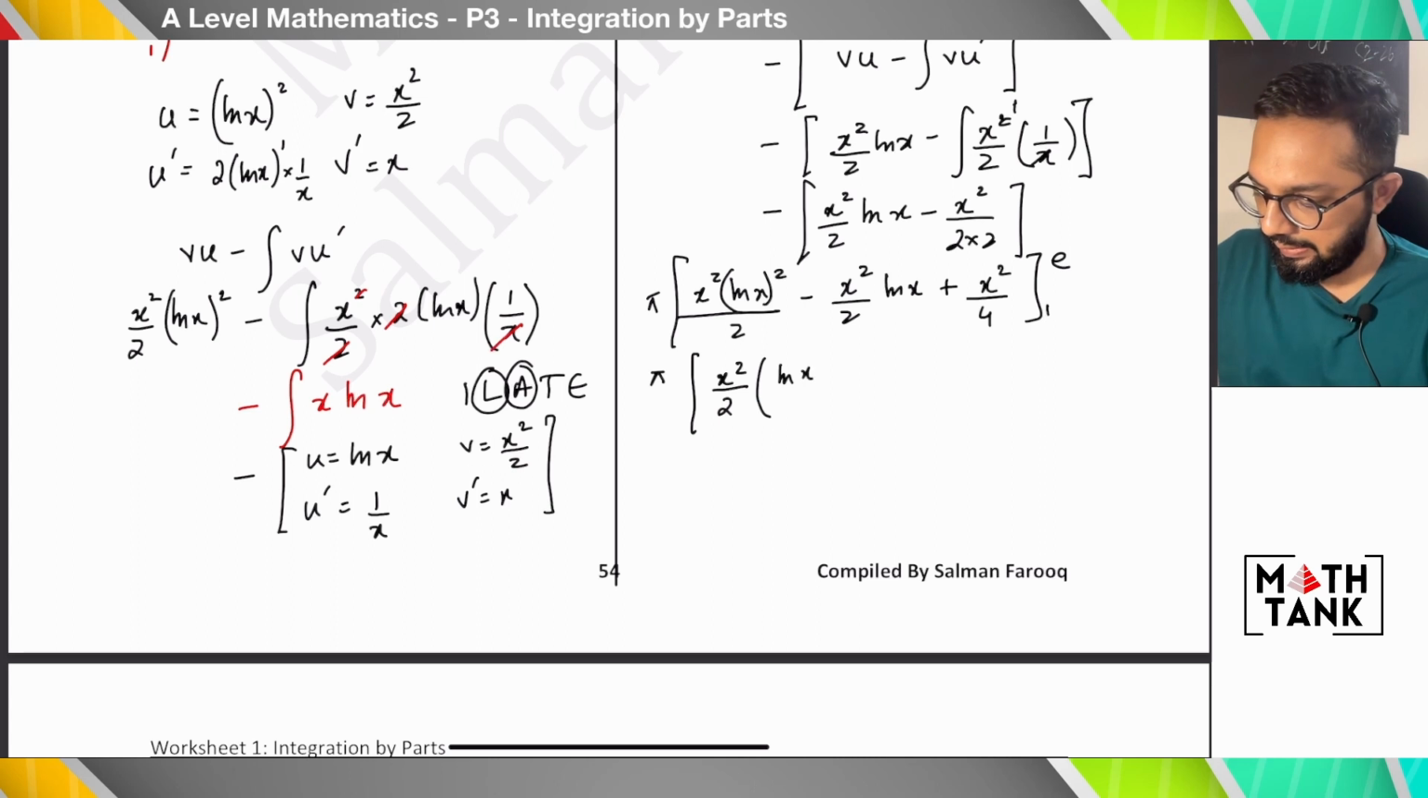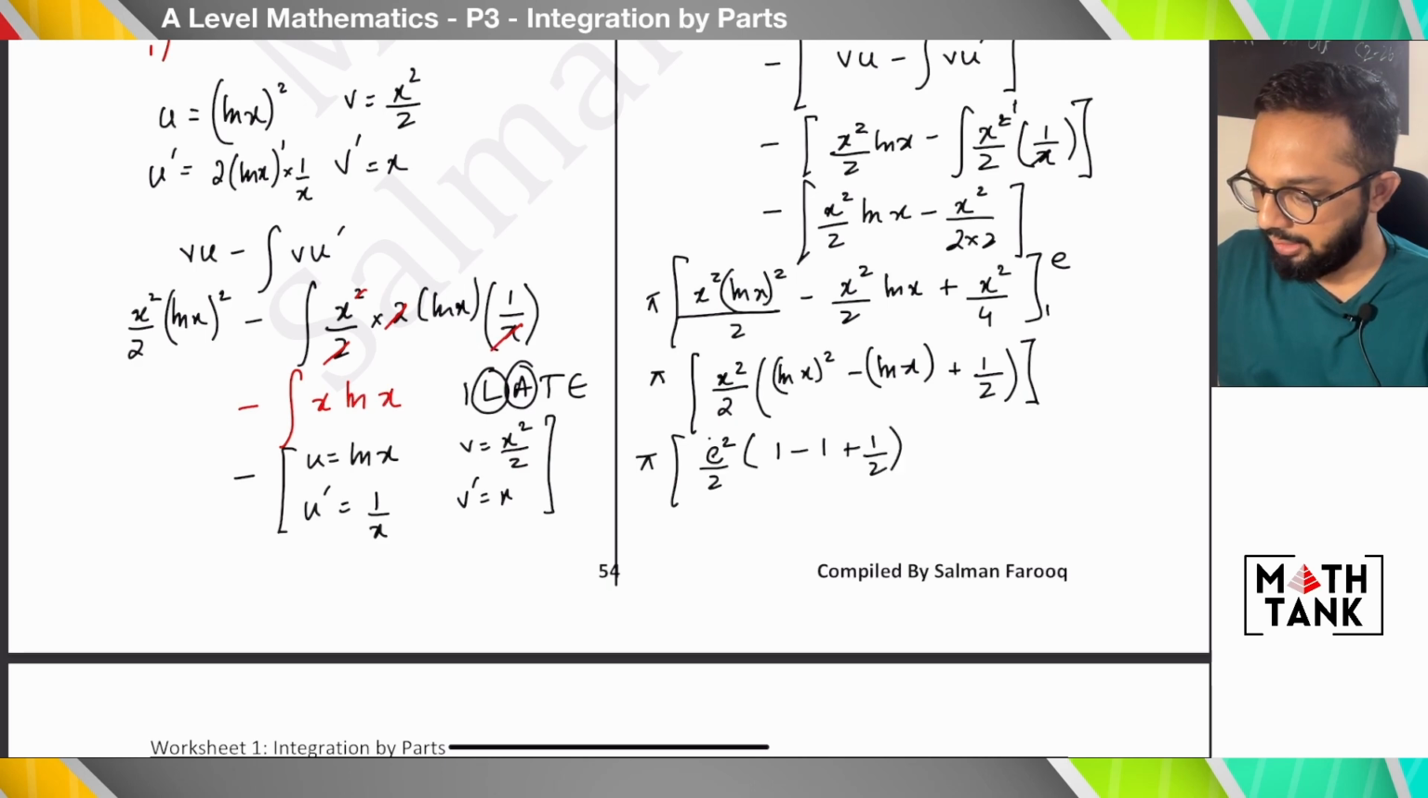(ln x)² minus ln x plus 1 over 2. So this becomes e squared over 2. ln e is 1, so 1 minus 1 plus half. That's the upper limit. The lower limit is 1 over 2: ln 1 is 0, ln 1 is again 0, and plus half.